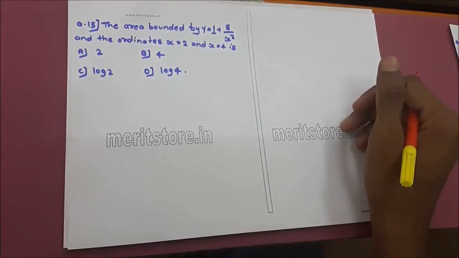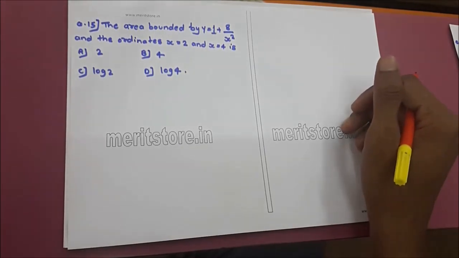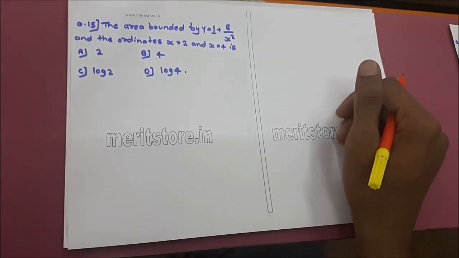Question 15. The area bounded by y is equal to 1 plus 8 by x square and the ordinates x is equal to 2 and x is equal to 4 is, the four options are: A, 2; B, 4; C, log 2; and D, log 4.